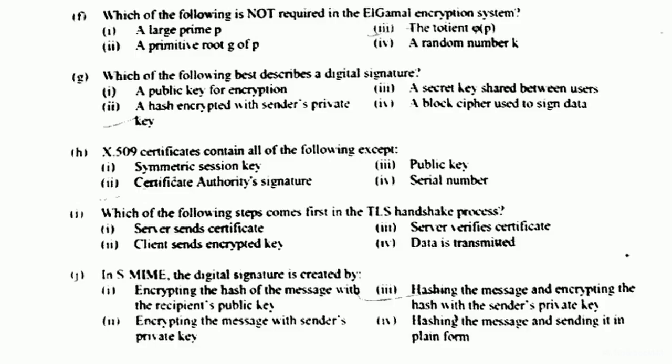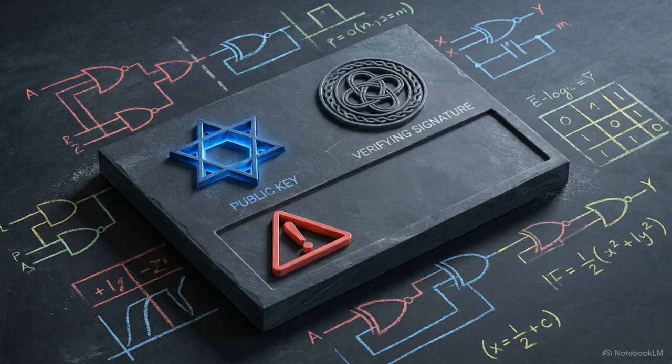This brings us to question 1H on the exam, which tests the standard used for this proof of identity, the X509 certificate. An X509 certificate bundles the server's public key with a verifying signature. But notice what it specifically excludes, the symmetric session key.